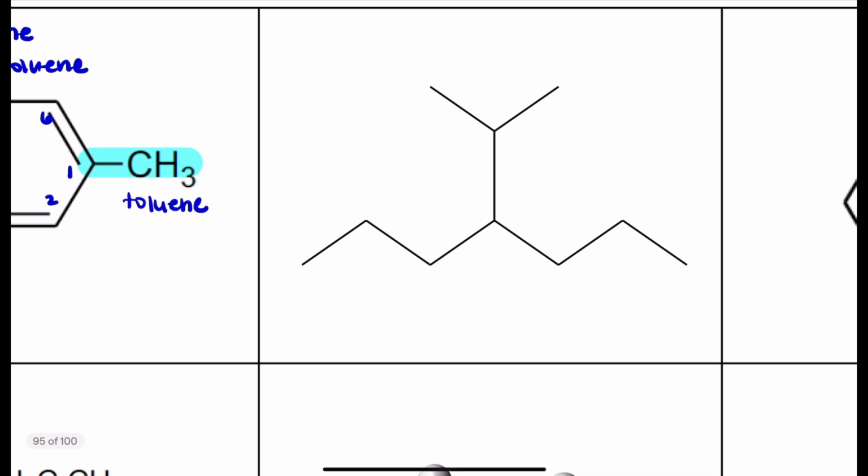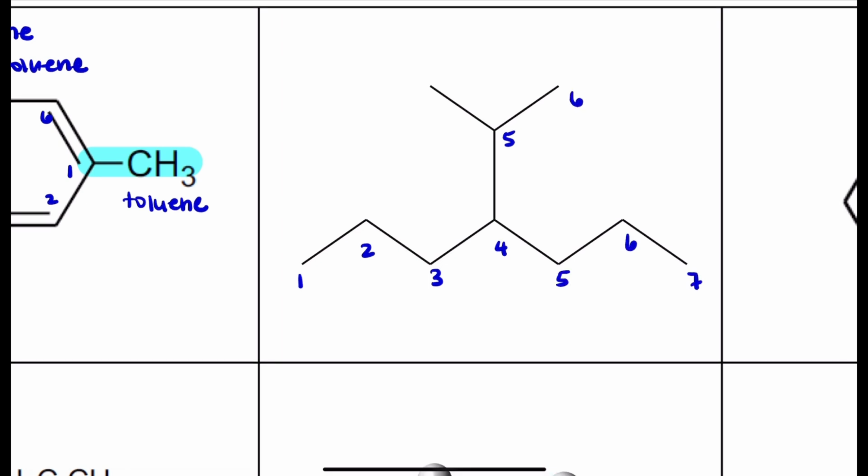What about this one? Okay, 1, 2, 3, 4, 5, 6, or 4, 5, 6, 7. We're going to go with the 5, 6, 7. This is going to be my branched group. So this is my branch. It doesn't matter if I start counting from the other direction. 1, 2, 3, 4. It's symmetric, so it's going to be at the same position.